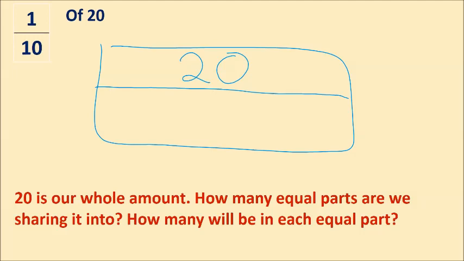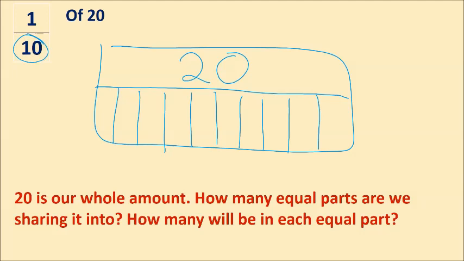I'm just going to split that in half first. I'm going to do 5 on each side of that. So 1, 2, 3, 4, 5. Yeah. 1, 2, 3, 4, and 5. There we go. So I've got 10 equal parts there because now our denominator is 10. Now we're sharing 20 into 10 of those parts.